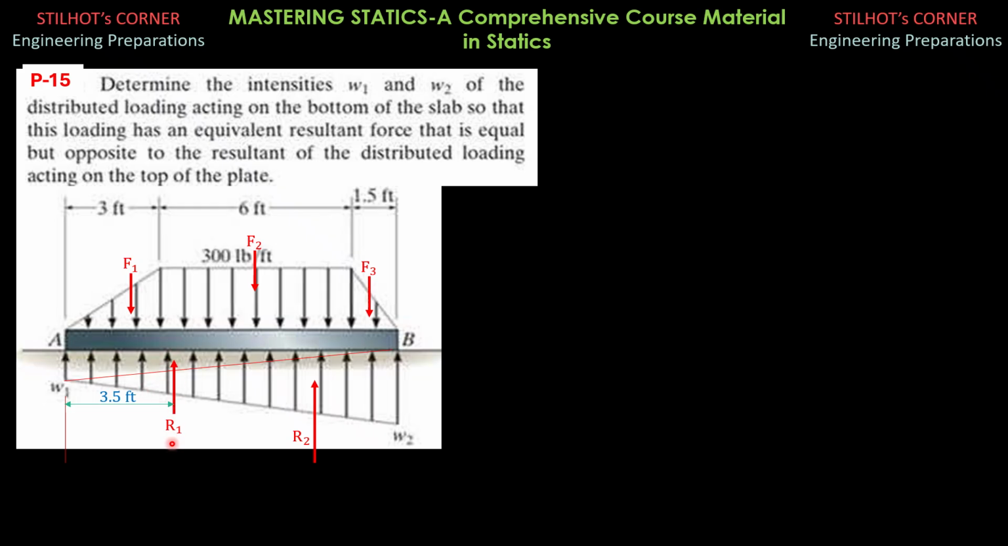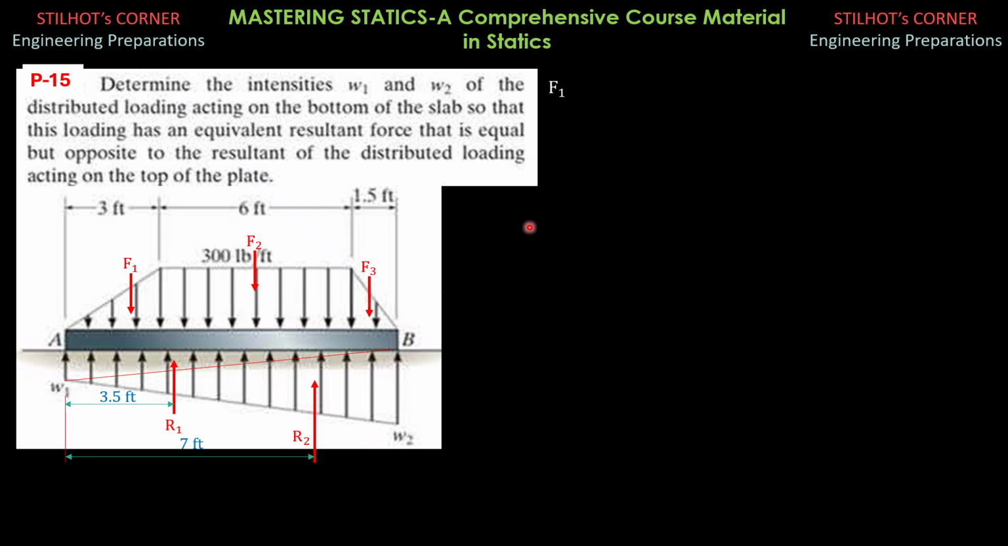So we have R1 located 3.5 feet from A, and 3.5 feet, because this is triangular, is one third of this total dimension, which is 3 plus 6 plus 1.5, which is 10.5 feet. One third of 10.5 is 3.5 feet. R2 is also, from the right, one third of 10.5, so this is 3.5 feet. Therefore, from the left, because I select A as the reference for moment calculation, this should be two-thirds of 10.5 feet, and that is 7 feet as indicated here.